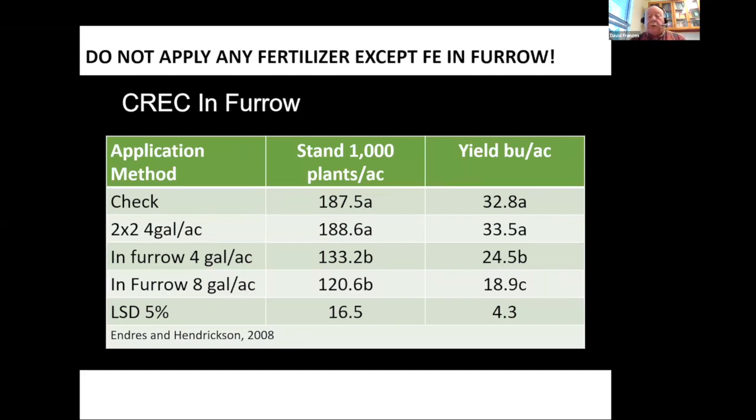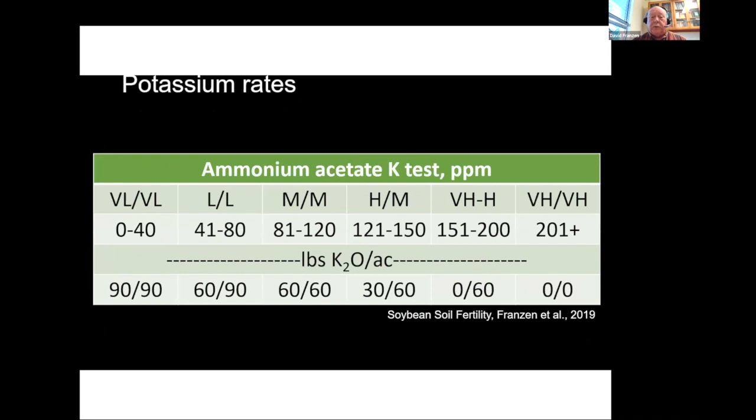This is some work by Greg and Paul Hendrickson, where they looked at the stand of soybeans when you put fertilizer in the furrow. When you had a 2x2 band in that second row, it didn't affect the yield plus or minus at all. But when you started putting it in the furrow, you reduced stand a lot and you reduced yield a lot. The reason we put on fertilizer is to increase yield, not decrease it. So don't put fertilizer in the furrow unless you're dealing with iron.